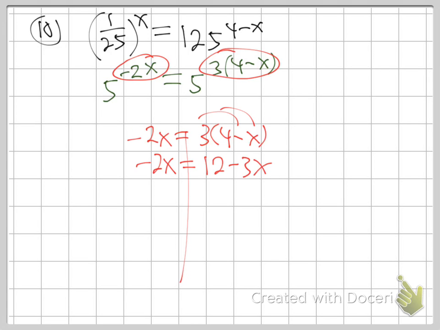12 minus 6. What do you do when you have x's on opposite sides? Get rid of one of them. It doesn't really matter which one. I'll add 3x to both. So that's just 1x. Oh, that's nice. Just x is 12, huh? Is that okay?